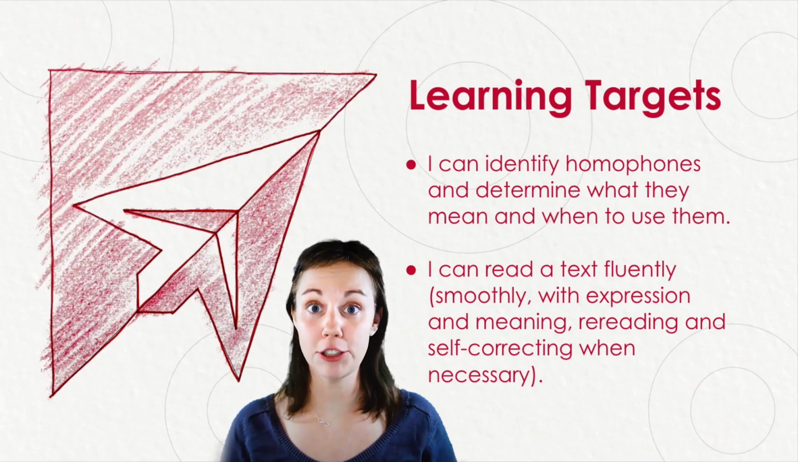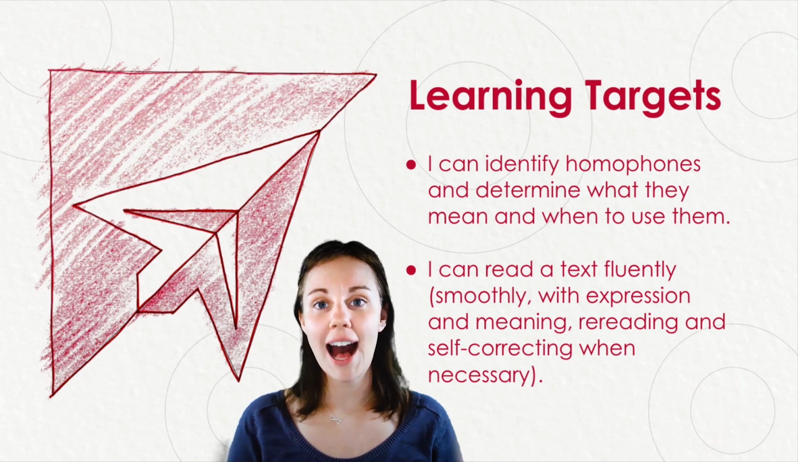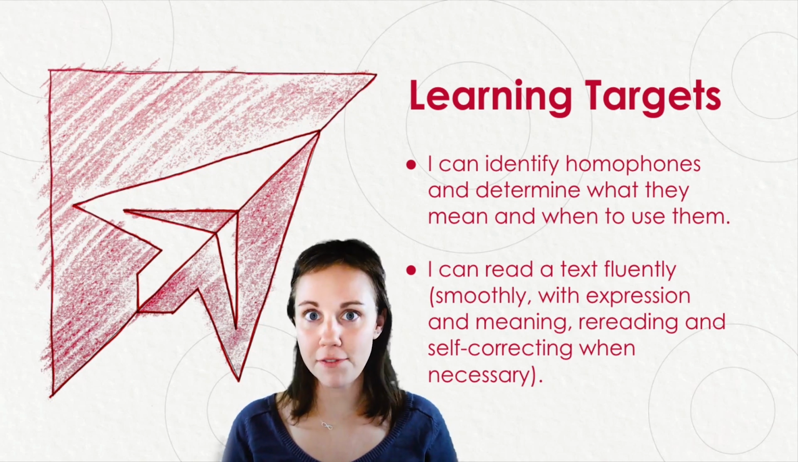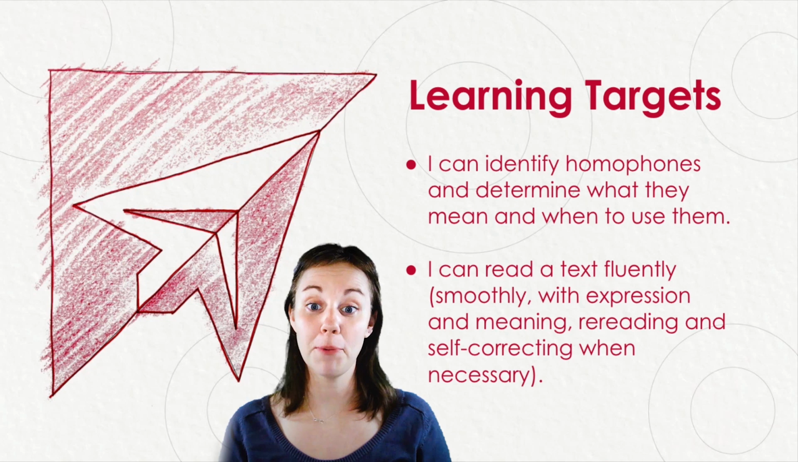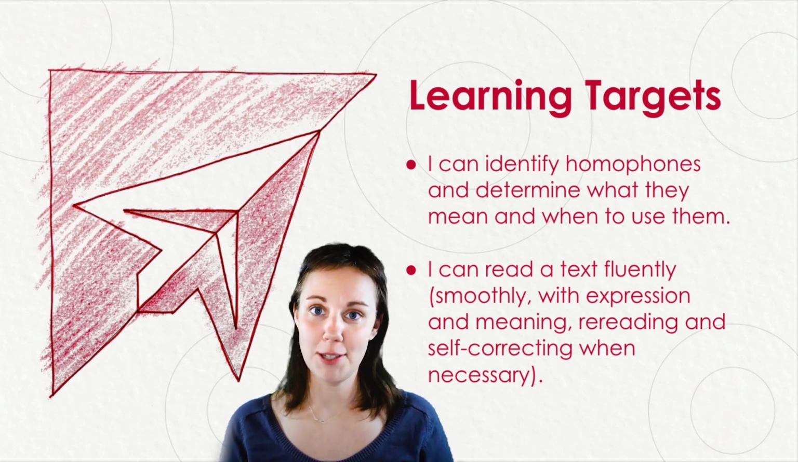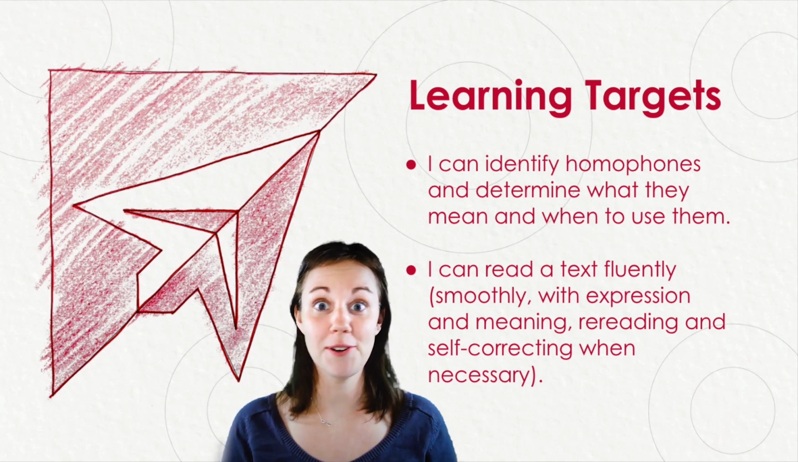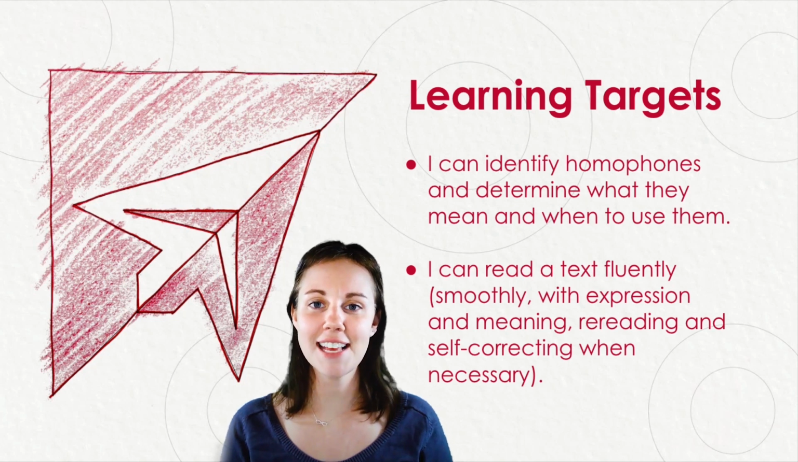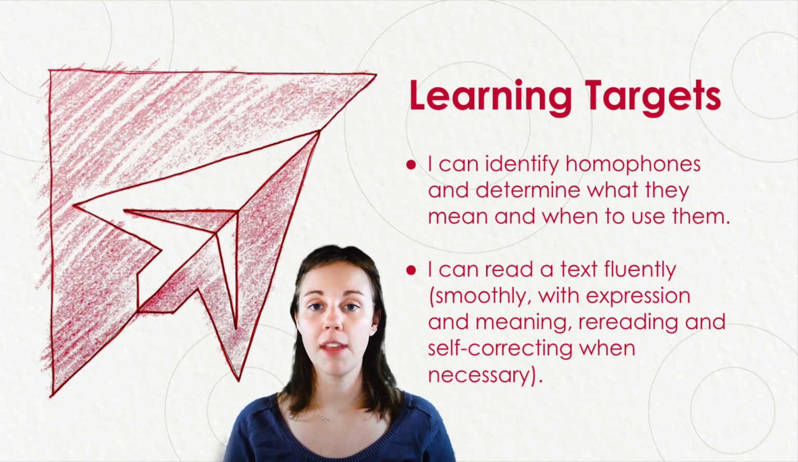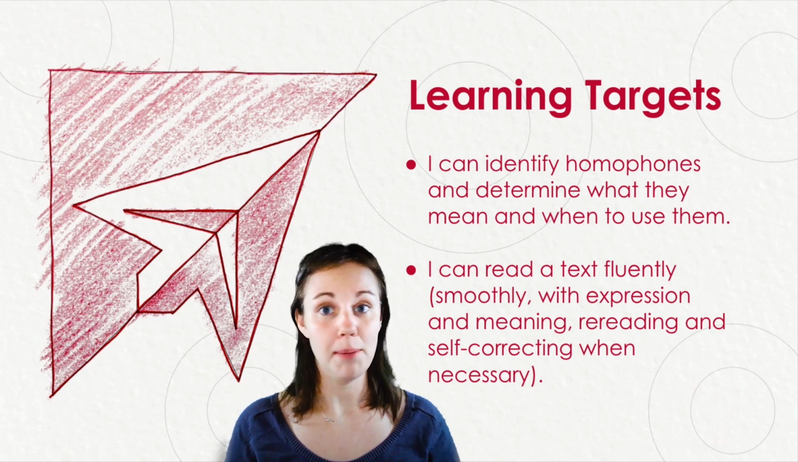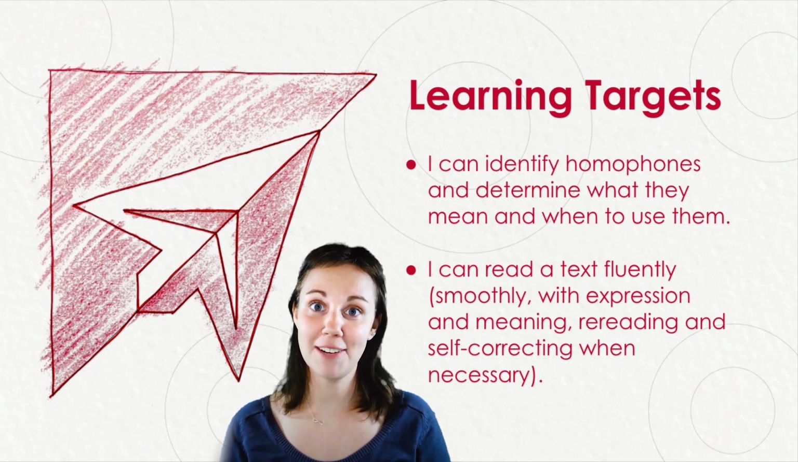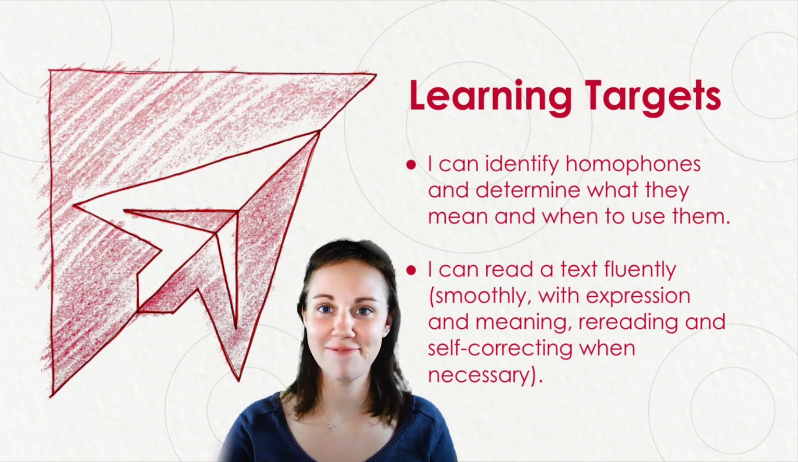Follow along with each learning target. I can identify homophones and determine what they mean and when to use them. That's our new activity. The second learning target says, I can read a text fluently, smoothly, with expression and meaning, rereading and self-correcting when necessary.